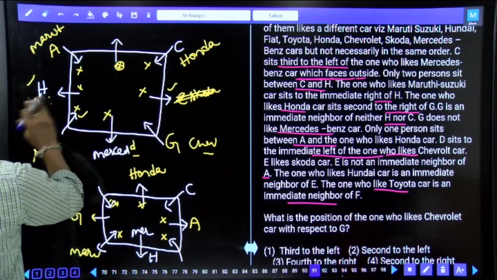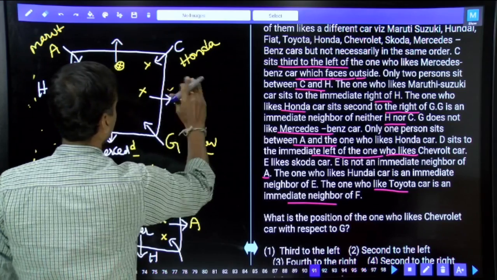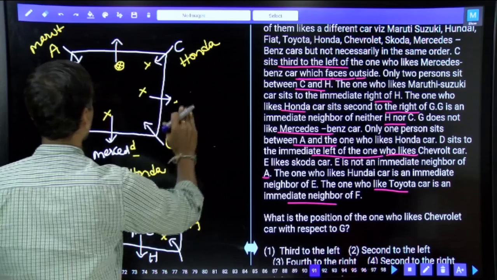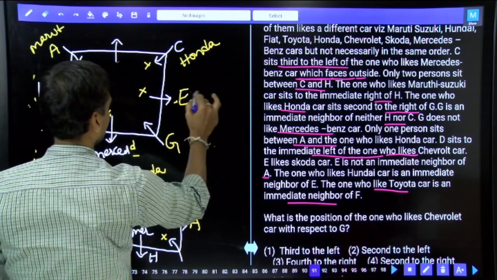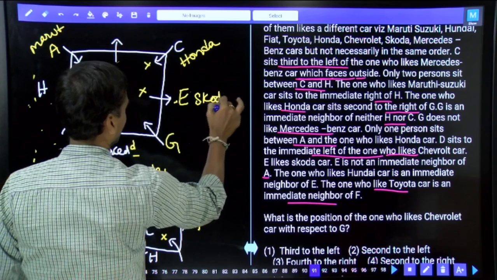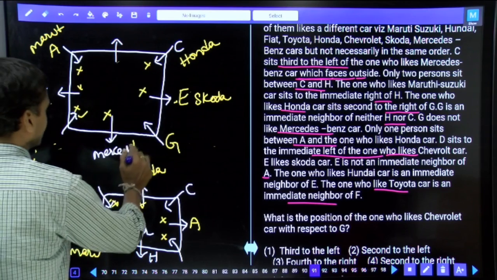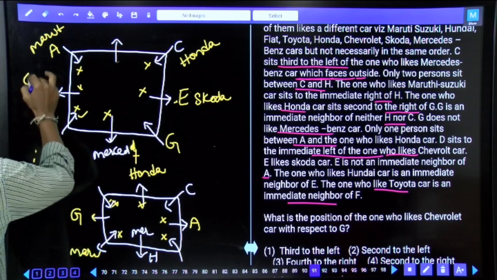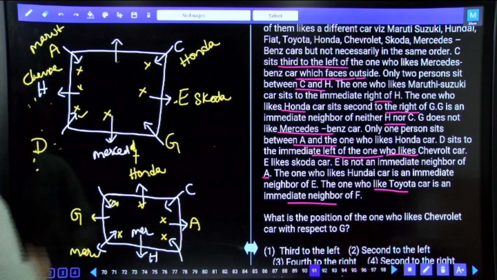Now where should this E be? E must be at this place. As E Skoda is here, and Chevrolet and D, D cannot be at this place, isn't it? Now Chevrolet and D, tell me where should this Chevrolet be? H must be Chevrolet, and then only D will be here, isn't it?